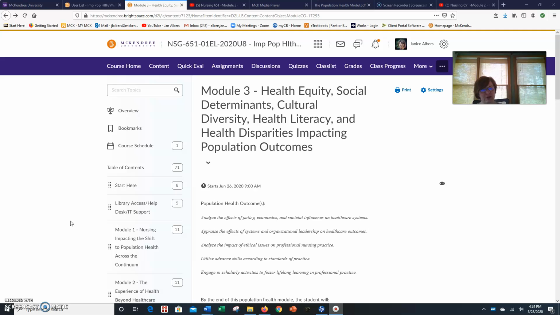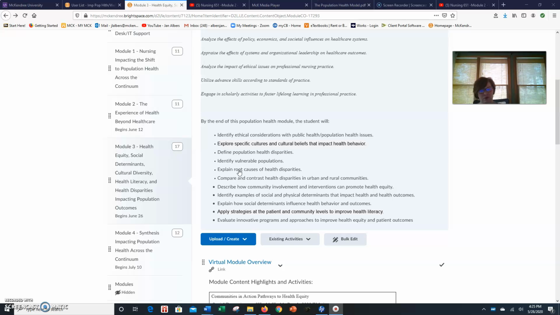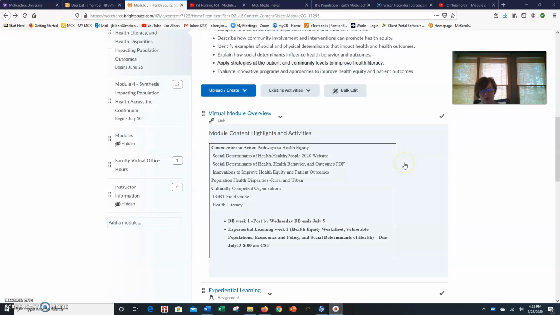In our module number 3, we're going to be diving into health equity, social determinants, cultural diversity, health literacy, health disparities, and how all of those factors impact population health. So we're starting out with our overall outcomes for the course and then diving into the specific objectives for this module. And like I said, we're going to divide and conquer. We're going to work together as our community of inquiry to really conquer these components and those fundamental aspects of population health and what impacts health.